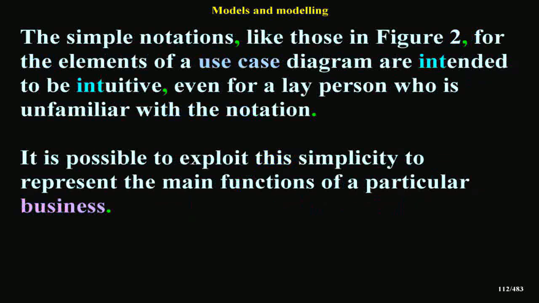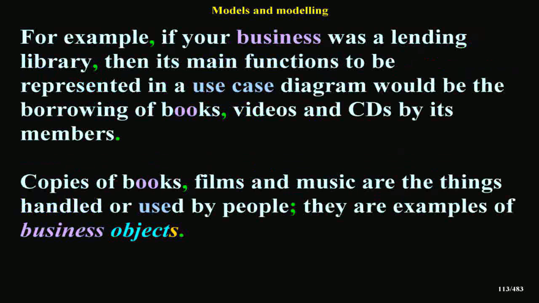The simple notations, like those in Figure 2, for the elements of a use case diagram are intended to be intuitive, even for a layperson who is unfamiliar with the notation. It is possible to exploit this simplicity to represent the main functions of a particular business. For example, if your business was a lending library, then its main functions to be represented in the use case diagram would be the borrowing of books, videos and CDs by its members. Copies of books, films and music are the things handled or used by people. They are examples of business objects.